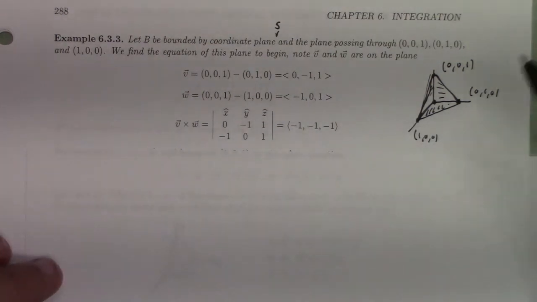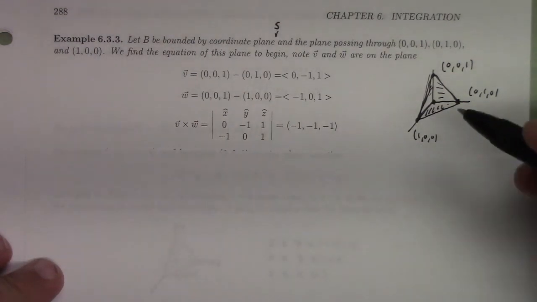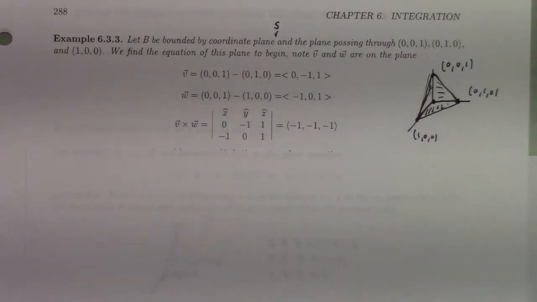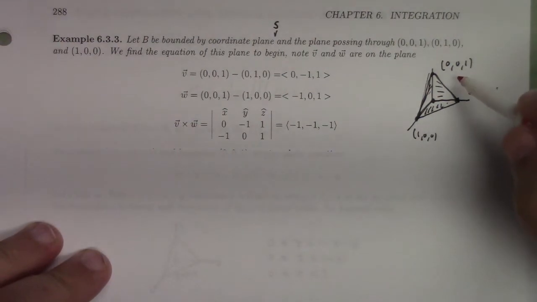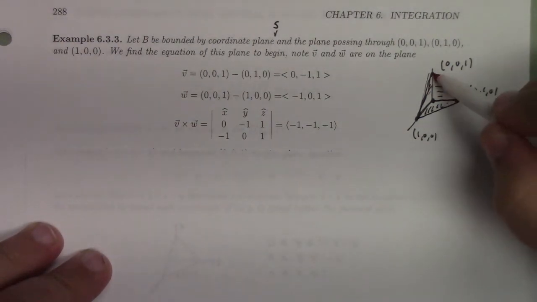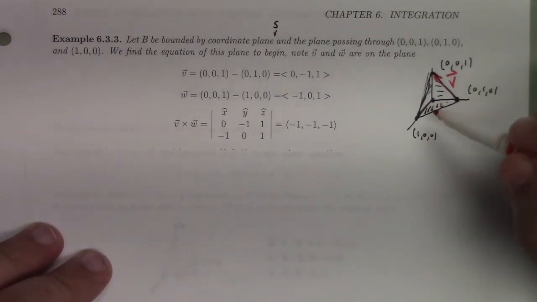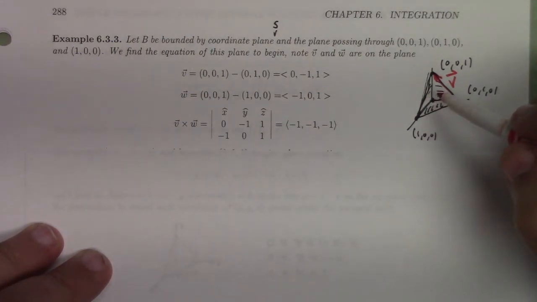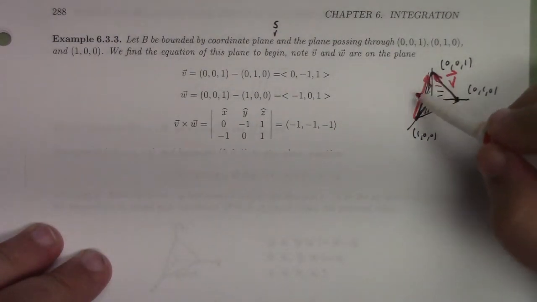I figured out the equation. What I'm doing here is looking at some vector V that goes from base point 0, 1, 0 to the top. So this is V, and W goes from 1, 0, 0 to the top, I think. Wait a minute, no, that one goes from the top. I'll get it eventually here. Yeah, okay, I think this is W.